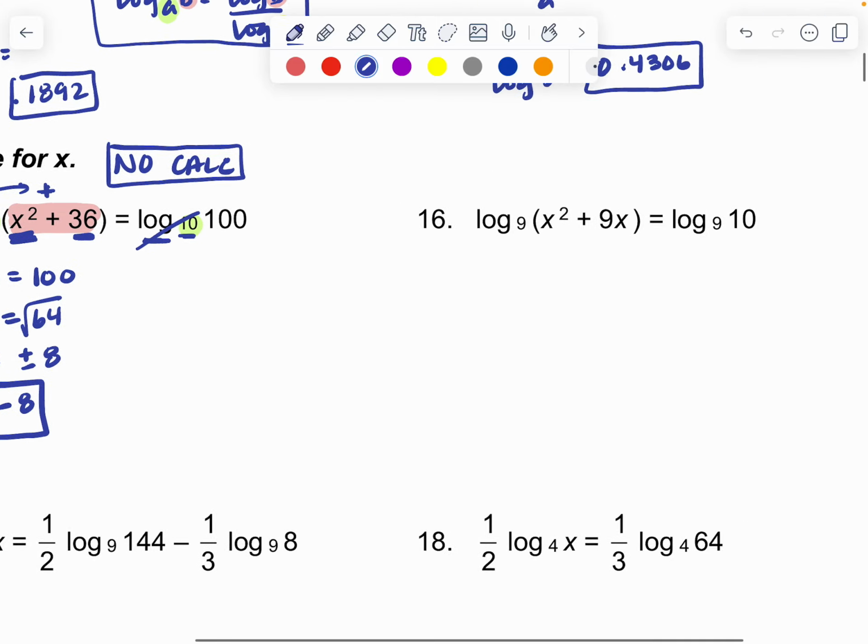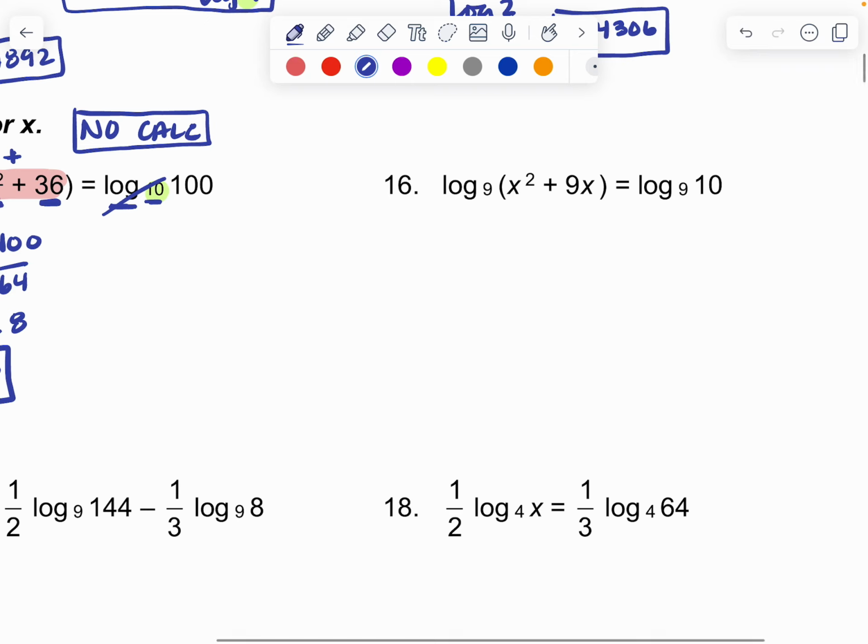Okay, let's try number 16. Same idea. Got a log on the left, one log on the right. The bases are the same, so I can get rid of these guys. So this is going to be x squared plus 9x equals 10.